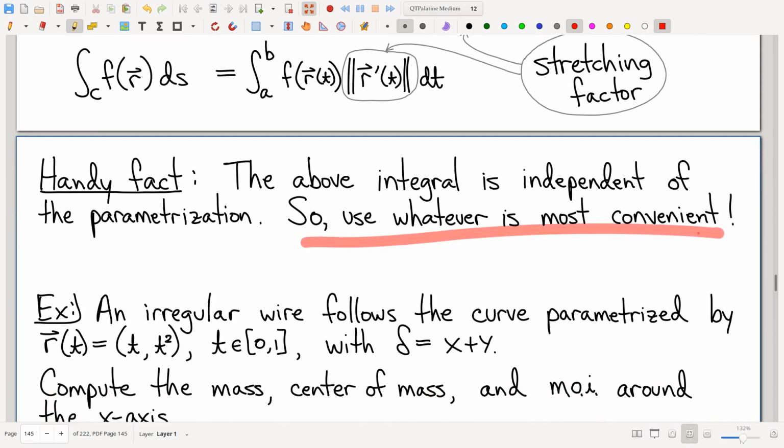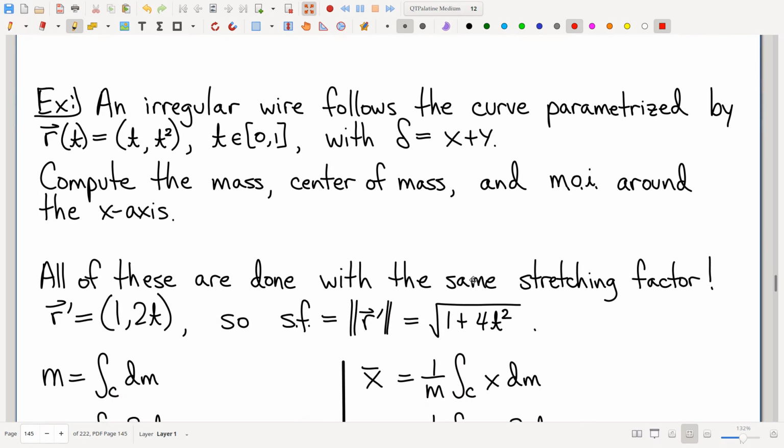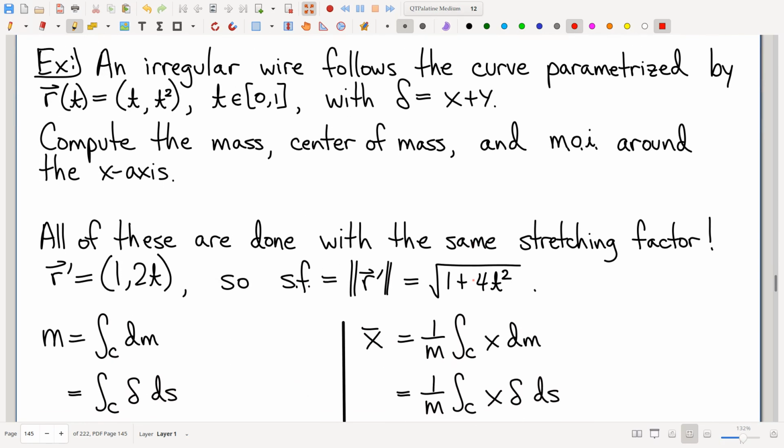Parameterize however you like. Okay, so let's see an example. Actually, I'm going to show you several examples. They're all going to be computations done on the same irregular wire. So this wire follows a curve.